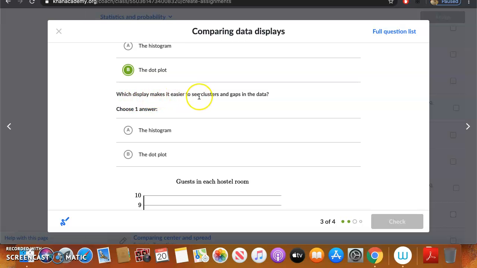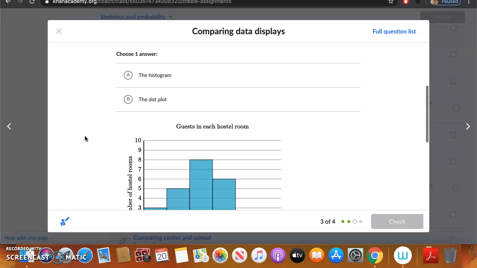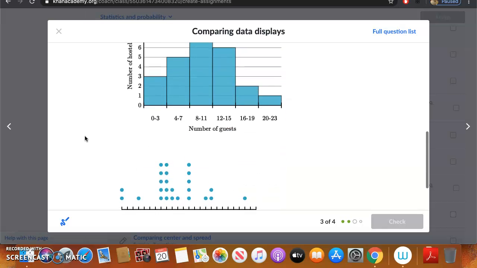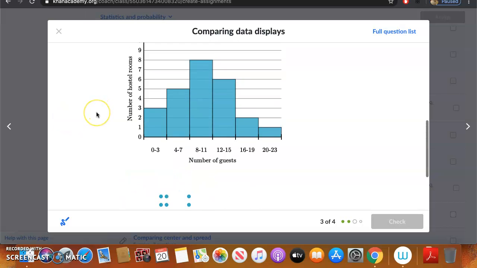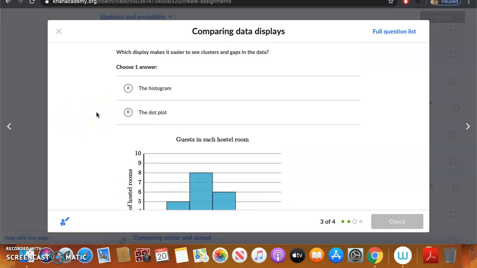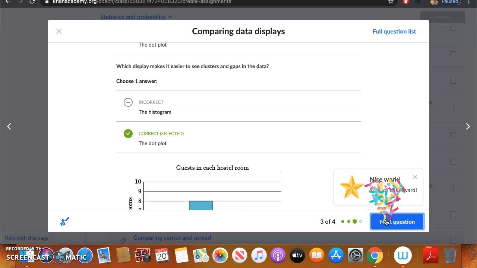Which display makes it easier to see clusters and gaps in the data? Okay, so take a look, clusters and gaps. So here, for the same data, we can see that there are gaps here, right? There are gaps in here, and there are also clusters of data. So again, it looks like the dot plot is clearly our choice. So that is correct. It looks like the dot plot wins out on both.